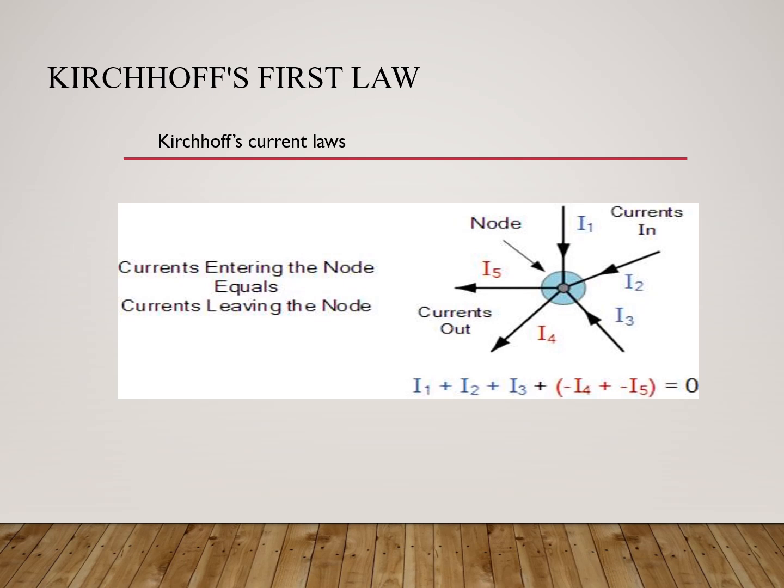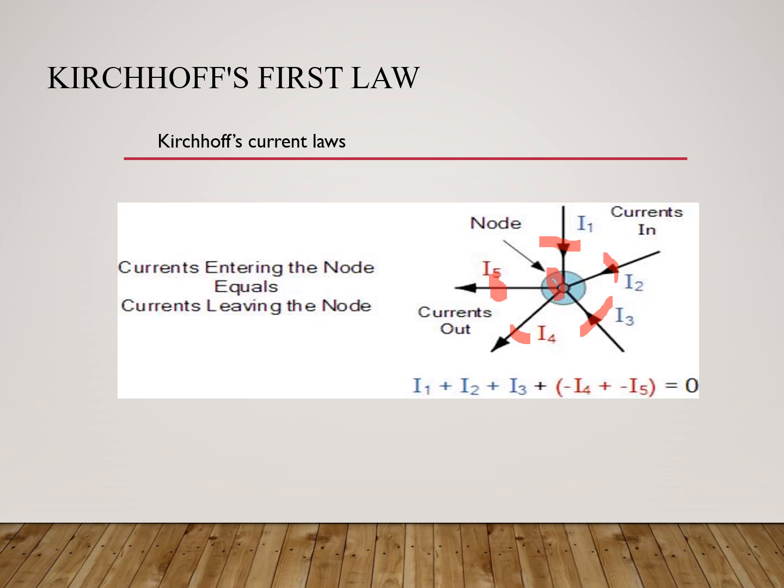Kirchhoff's first law, the Kirchhoff's current law, states that the current entering a node will be equal to the current leaving the node. Here, I1, I2 and I3 are currents entering this node, and the currents leaving are I4 and I5.